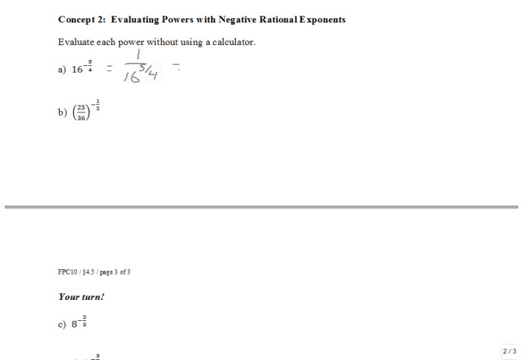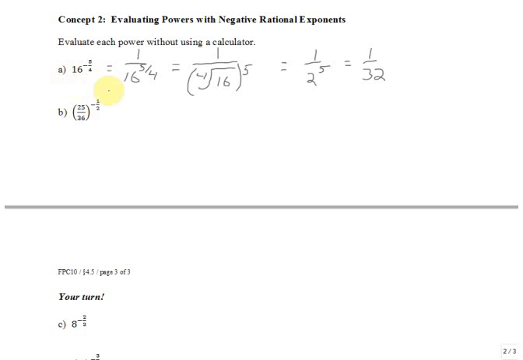Okay, so this becomes 1 over the 4th root of 16 to the 5. Now there's another way we could write that, but we've learned by now that it makes more sense to take the root first and then do the exponent, right? So this is 1 over 2 to the 5, which is 1 over 32.